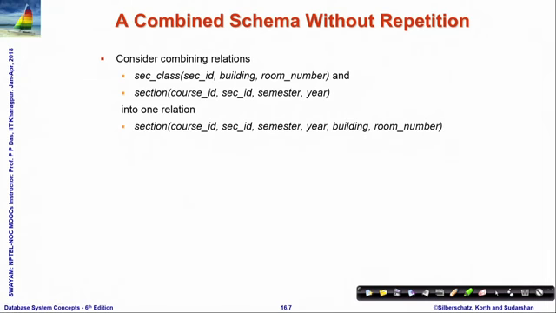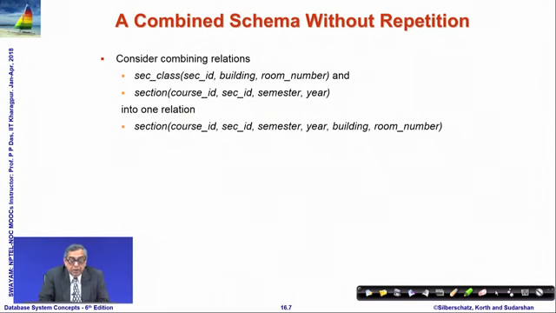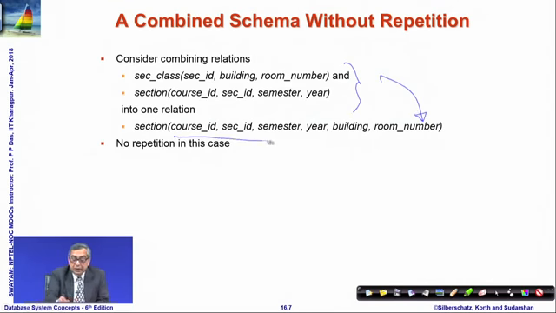Let us say we look into another combination of schema. Suppose section is a relation which has the sections of a course, giving the section ID, semester, year, and say section class is another relation which tells me for a section ID what is the building and room number where it is located. If we have these relations combined into a common relation, then I have all of these coming from the section and these coming from the section class, but we can see that there is no repetition or redundant information in this case. So, it is not that combining schemas is necessarily always bad in terms of redundancy. Different situations will have to be assessed.